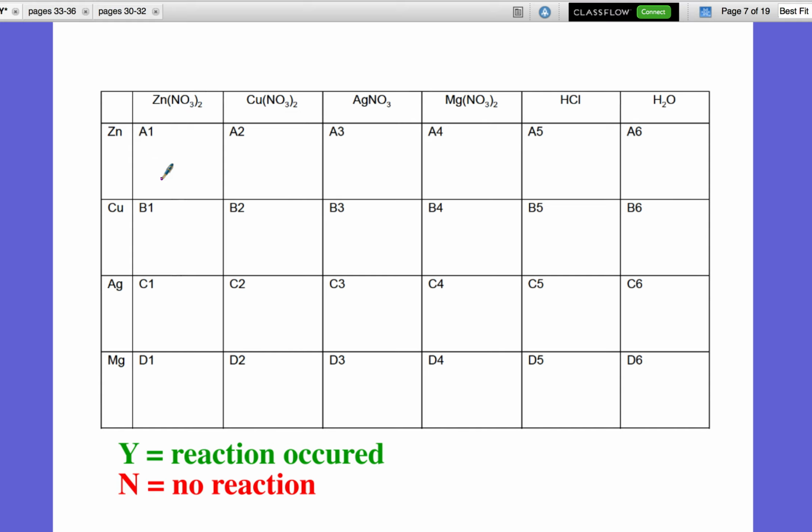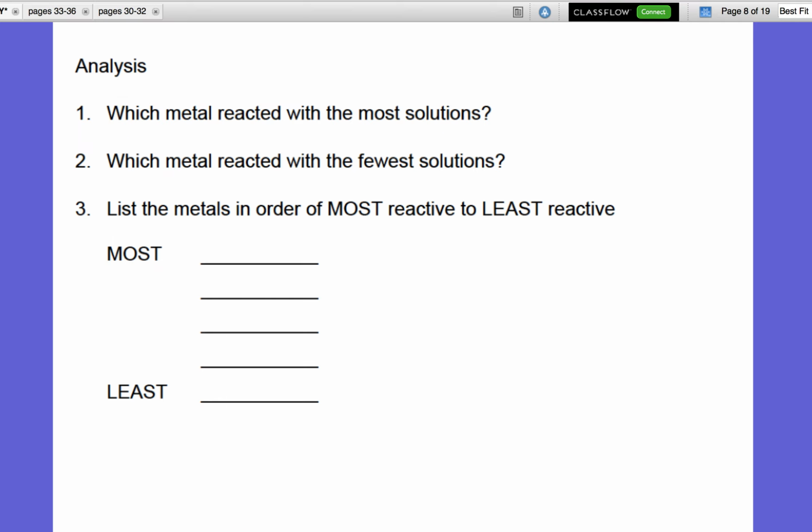And I'll give you a hint in advance. For instance, this reaction here, zinc metal and zinc nitrate, you will put an N for no. Then what you're going to do is go through and utilize your data and answer these questions.